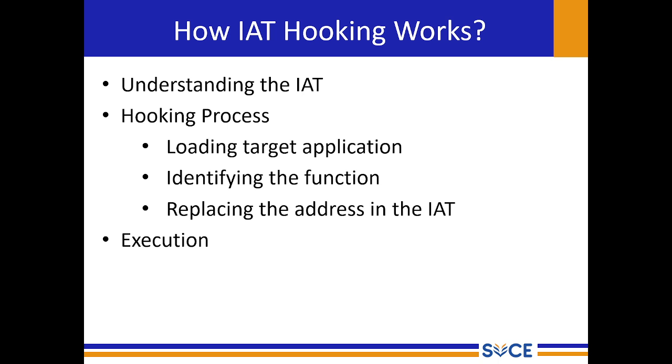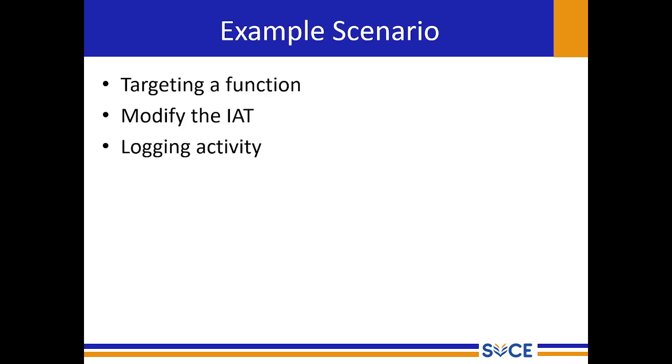This may involve loading the target application, then identifying the function in the IAT that needs to be hooked, then replacing the address in the IAT with the address of the malicious function that we have already discussed in the previous example. Execution: finally, the application calls the hooked function. It instead calls the attacker function, which can execute the malicious action while potentially calling the original function as needed in order to maintain the functionality.